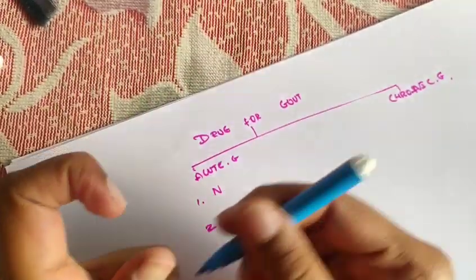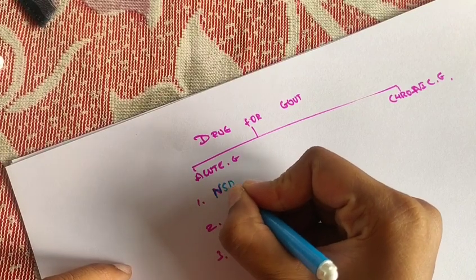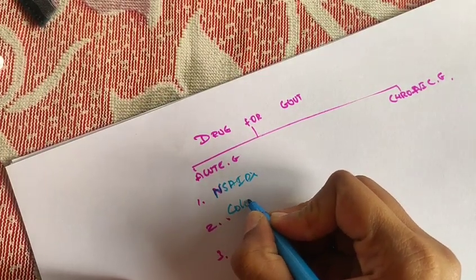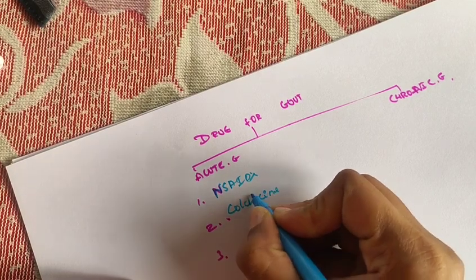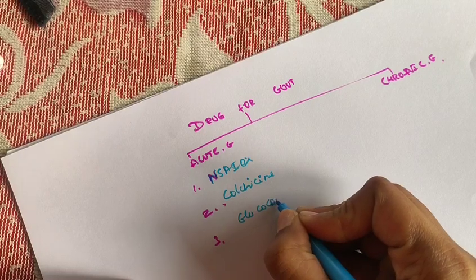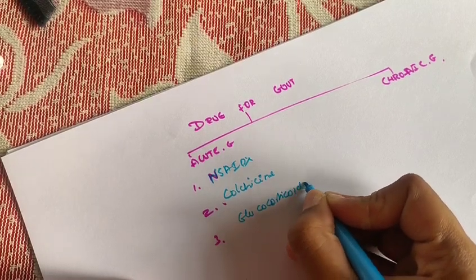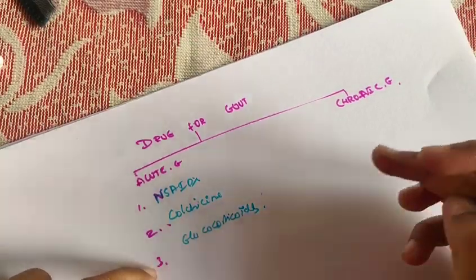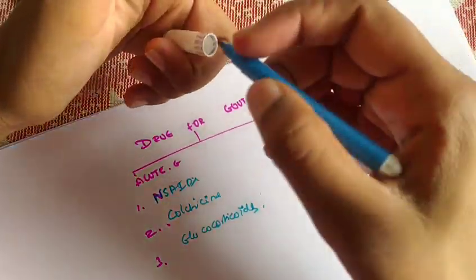The first drug, NSAIDs, non-steroidal anti-inflammatory drugs, then colchicine, which inhibits cell division, which arrests the cell division, and then glucocorticoids. These names are not so difficult, so you can remember them, I guess: NSAIDs, colchicine, and glucocorticoids. For this, I will not be saying a trick.